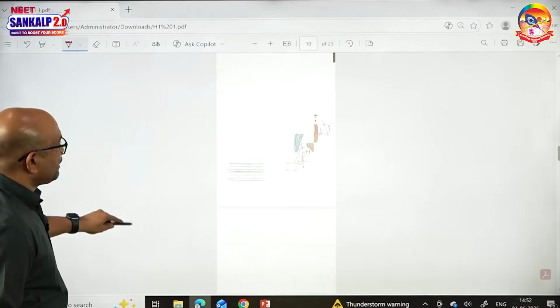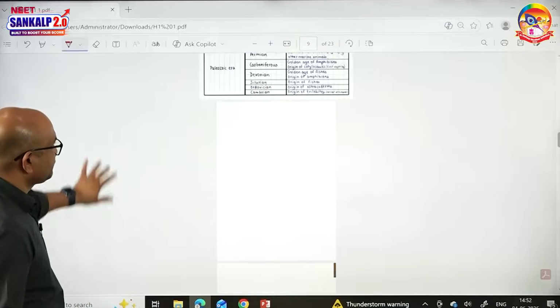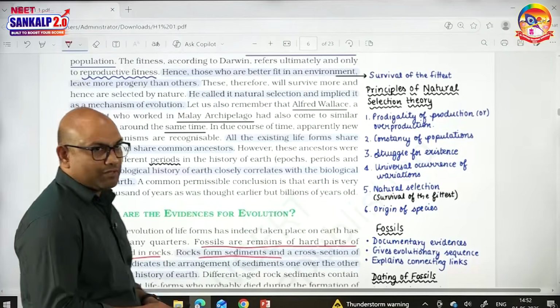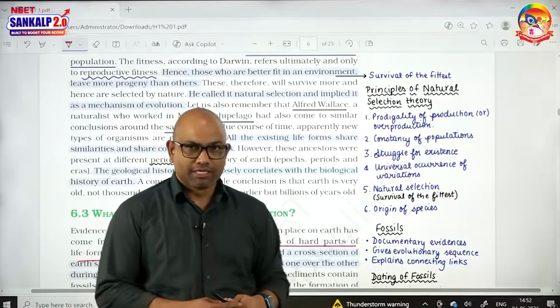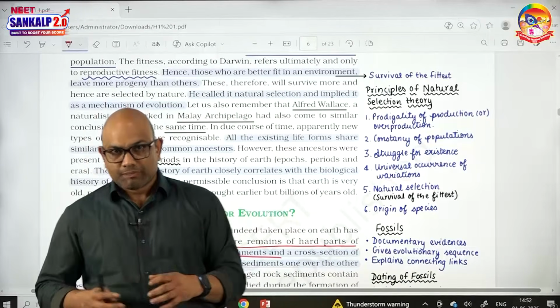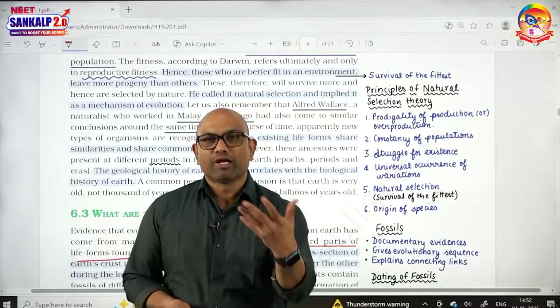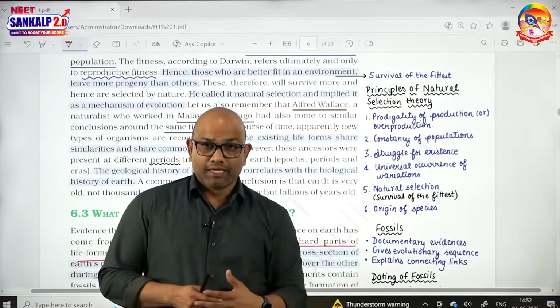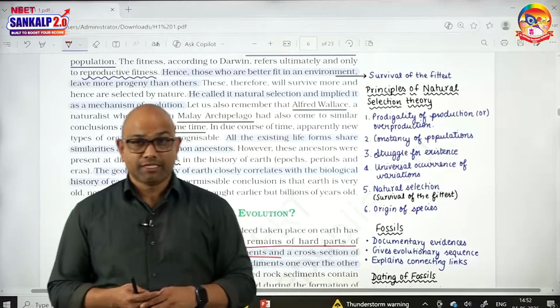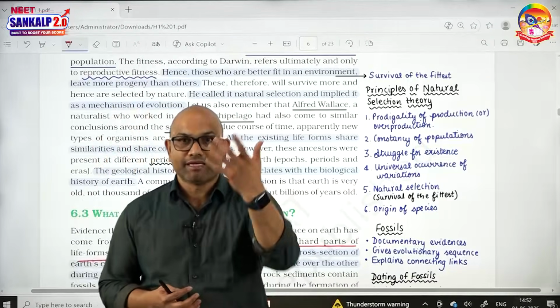So, the observation of Darwin, let me show you this. The first observation of Darwin is prodigality, also called overproduction. Darwin observed that many species tend to produce a large number of progeny. For example, a salmon fish has only one breeding season, but it is able to produce millions of eggs at a time.